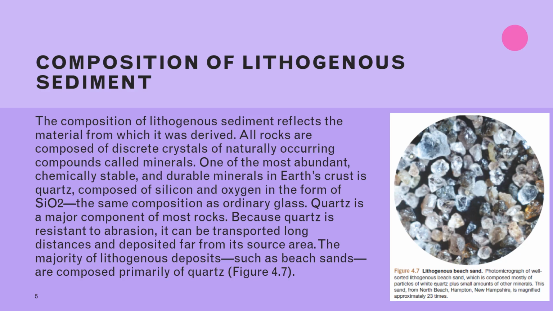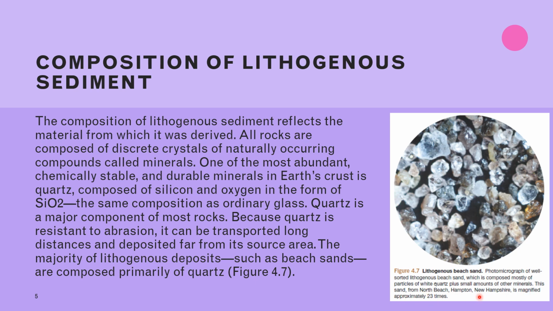Talking in detail about the composition of lithogenous sediment, this is a magnified image of what lithogenous beach sand looks like. It is well sorted, meaning all the grains are almost equal in size. It is composed mostly of particles of white quartz, which is a white glass-like substance, small beads, plus small amounts of other minerals.